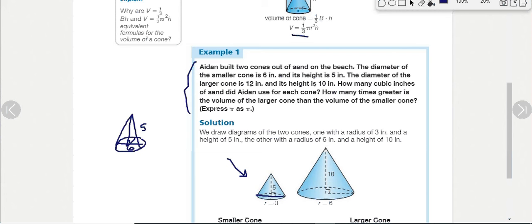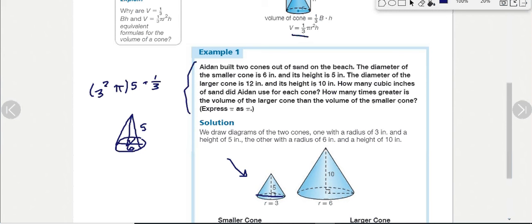which, remember, we don't use diameter for area of a circle. We use the radius squared times pi. And then that gets multiplied by 5, which is the height. And all of that is, right, divided by 3.